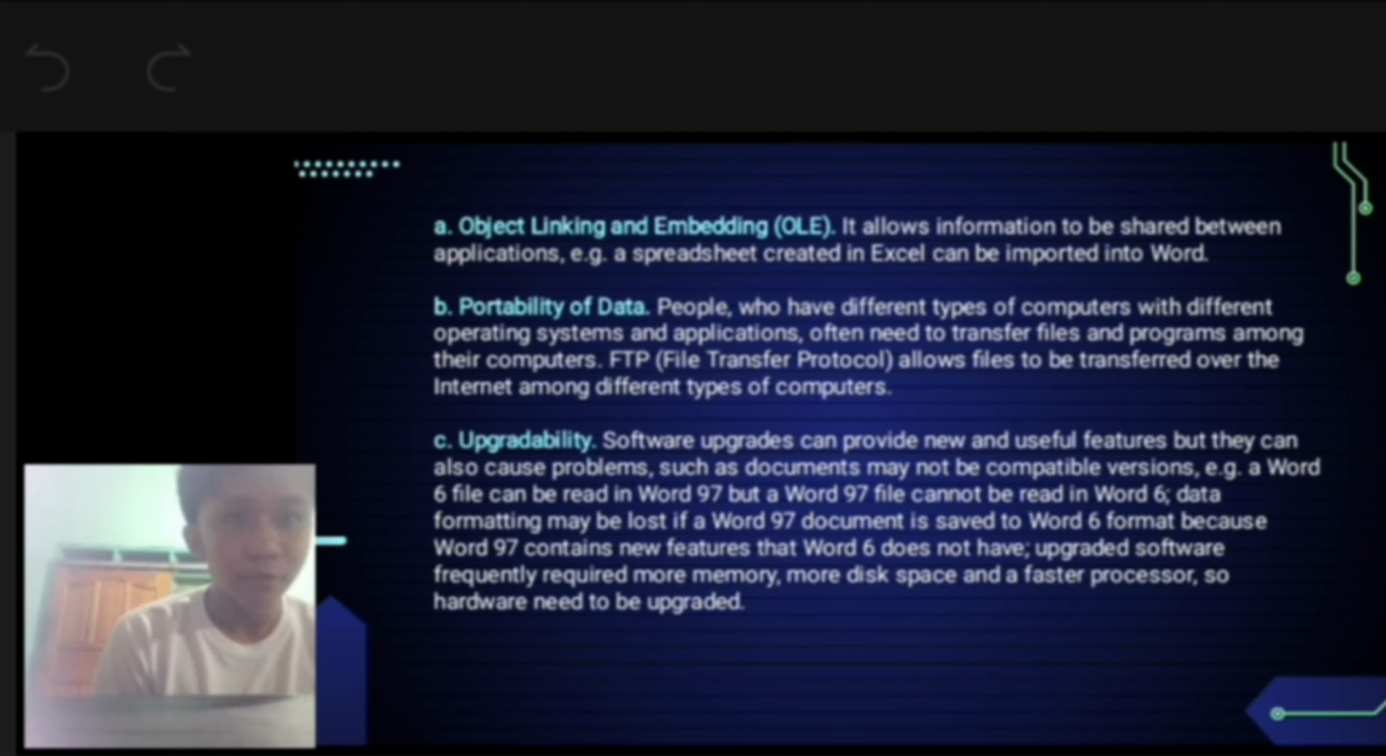Data formatting may be lost if a Word 97 document is saved to Word 6 format, because Word 97 contains new features that Word 6 does not have.